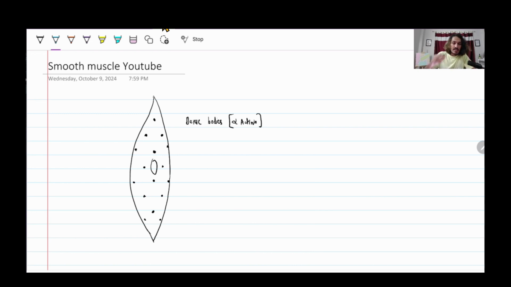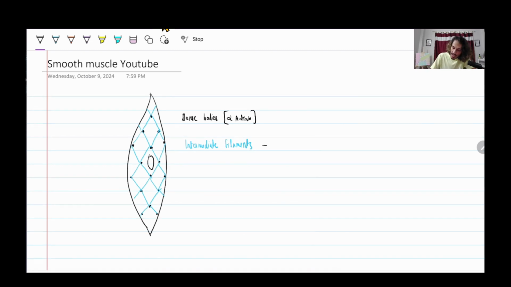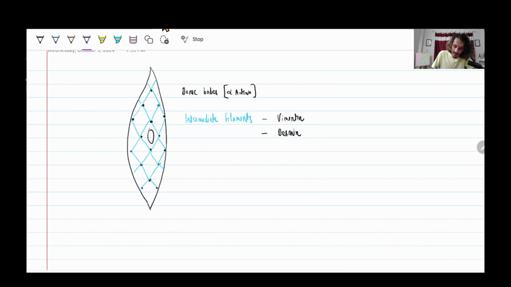Okay. Now these dense bodies are all interlinked to each other with intermediate filaments. As you can see, they're all tethered to each other through the dense bodies all throughout. And these intermediate filaments, the most common ones which we have to talk about in smooth muscle, are your vimentin and your desmin. Okay. Now beyond this, we also have your actin and myosin. It's just that they do not have the usual striated pattern that you see in your skeletal muscle. Okay, so we have your actin filaments, thin filaments, as well as your thick filaments, the myosin.